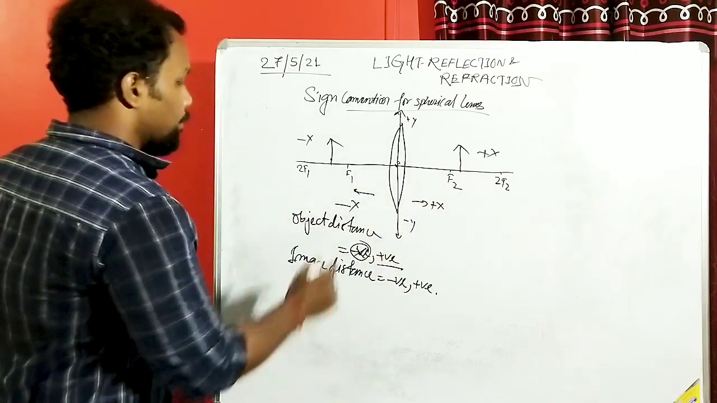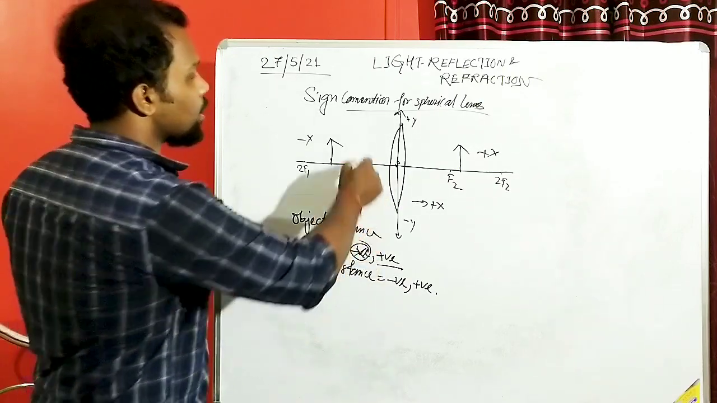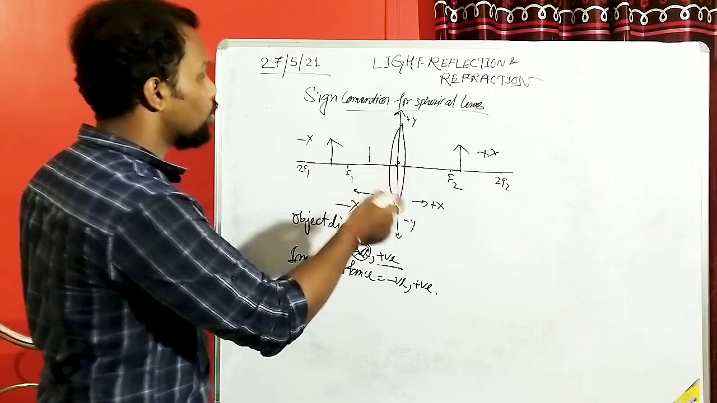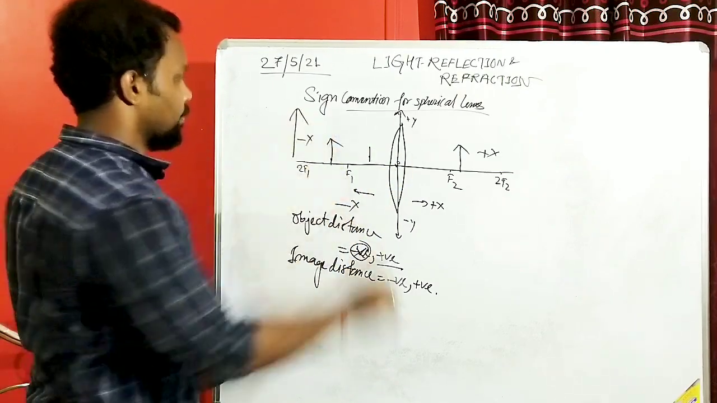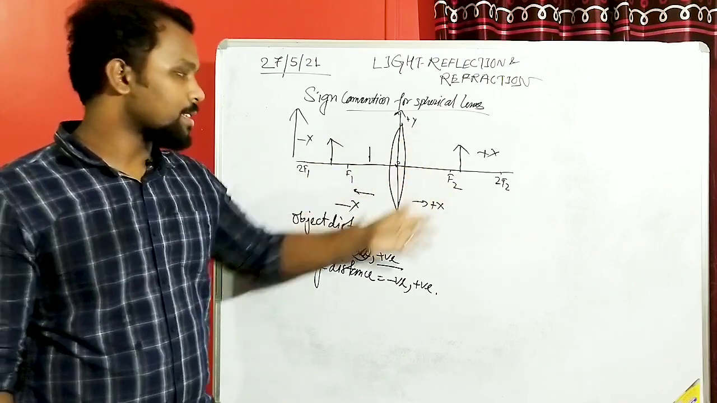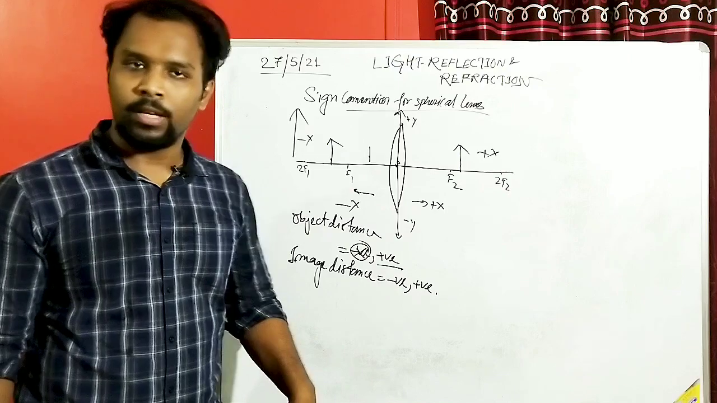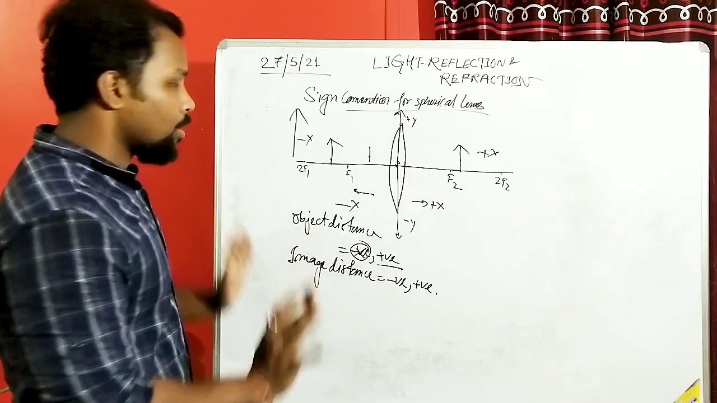But image distance can be negative, because when we place the object between F and O, the image forms in this direction. So in that case, the image distance is going to be negative. But in all the other cases, the image distance is going to be positive, for the convex lens.